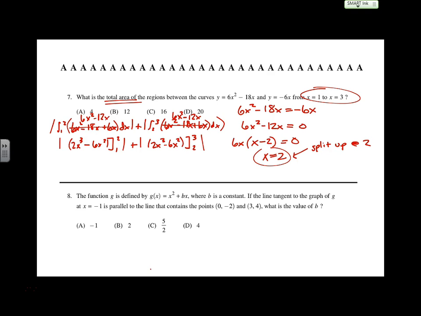Guys, kind of plug and chug. Now some of you are like, ew, I don't like plugging and chugging. This is a non-calculator question. All right, cool kids. I'm circling it to show that we went over this one as a question.